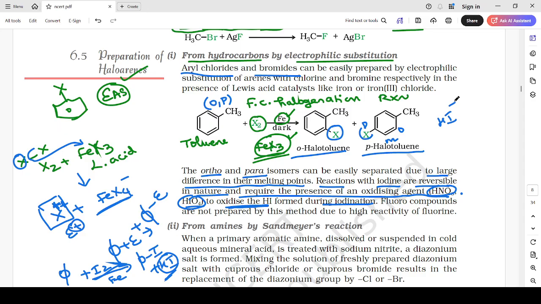HI here is present in the -1 state. So using the strong oxidizing agent, you can further oxidize it to iodine itself, which is a gas, right? You can remove it. Fluoro compounds are not prepared by this method due to the high reactivity of fluorine. You can't do fluorine here. If you do iodine, use stronger acids to convert the HI to iodine. Okay.